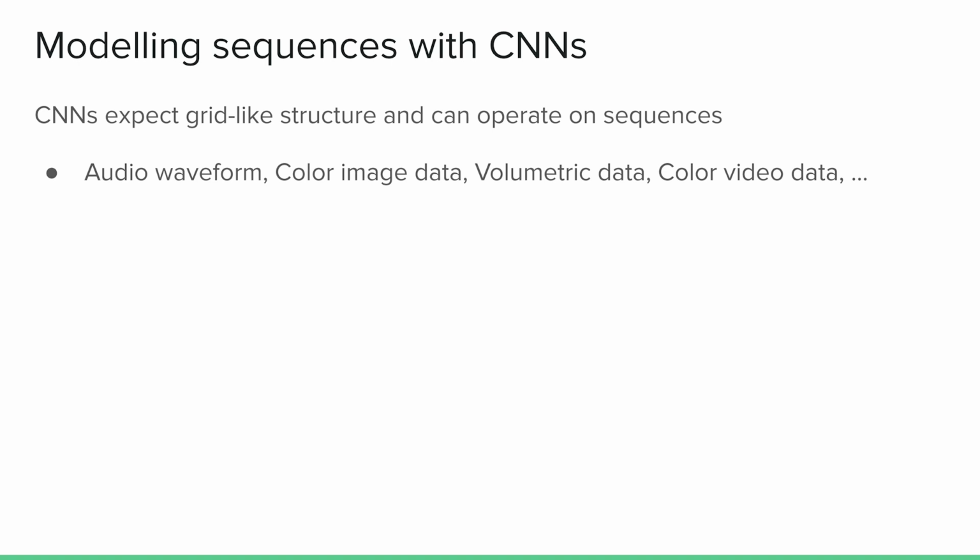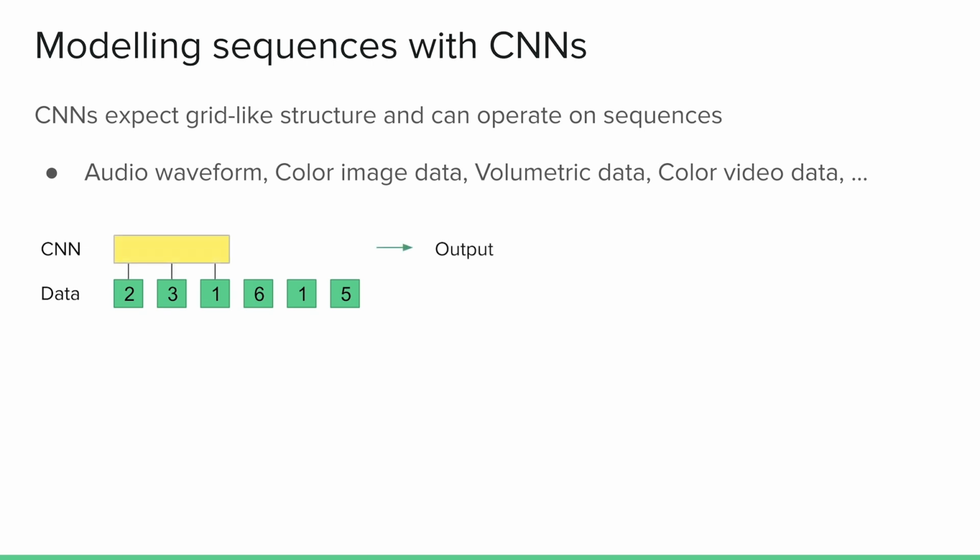Well, CNNs can operate on grid-like data structures such as images, and when you have a sequence, you can also work with convolutional networks. So you have a fixed input, for example, with 3 inputs. All of them are fed into a convolutional layer, and then you move along the sequence and you take a look at the next 3 samples, and the next samples, and so on, until you're at the end of your sequence. And at each step you produce something with your CNN.